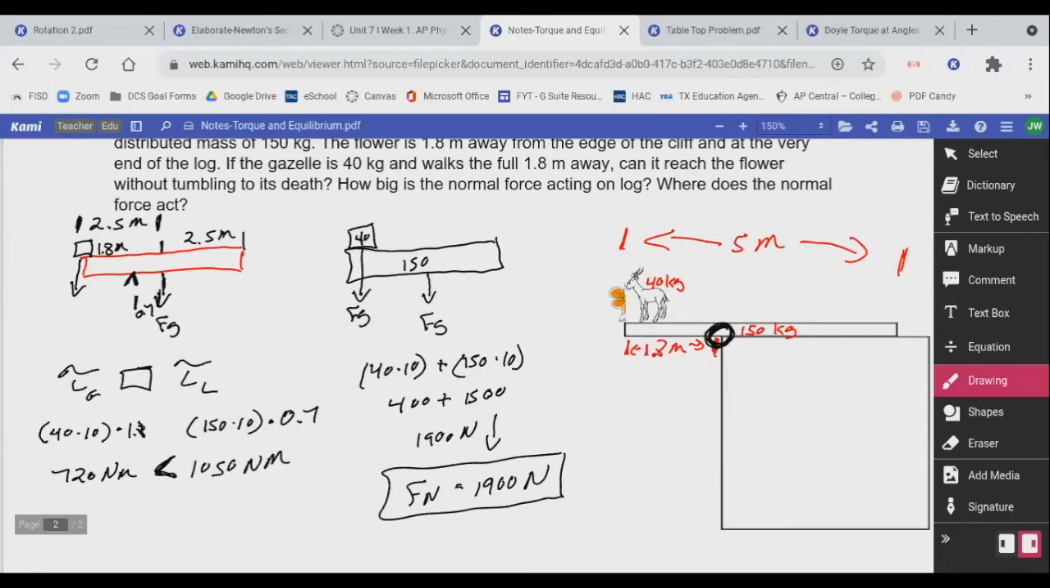Question. Since it's like rotating off the edge, wouldn't it be that it rotates a little bit and therefore decreases the force normal? Or no?